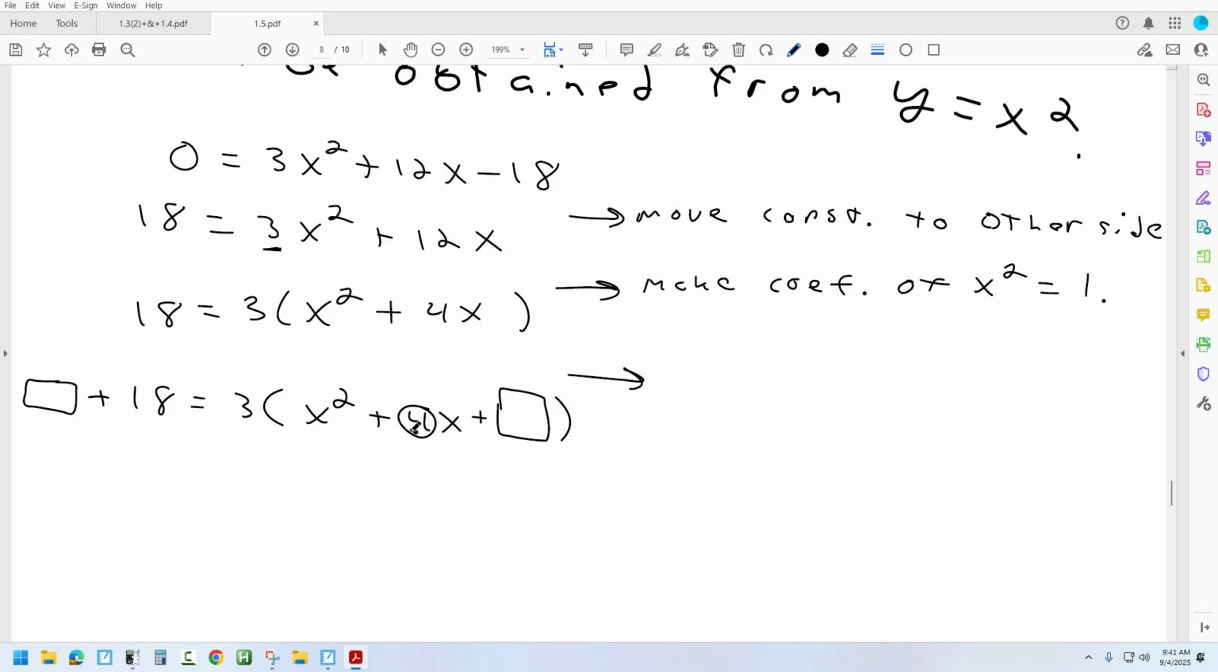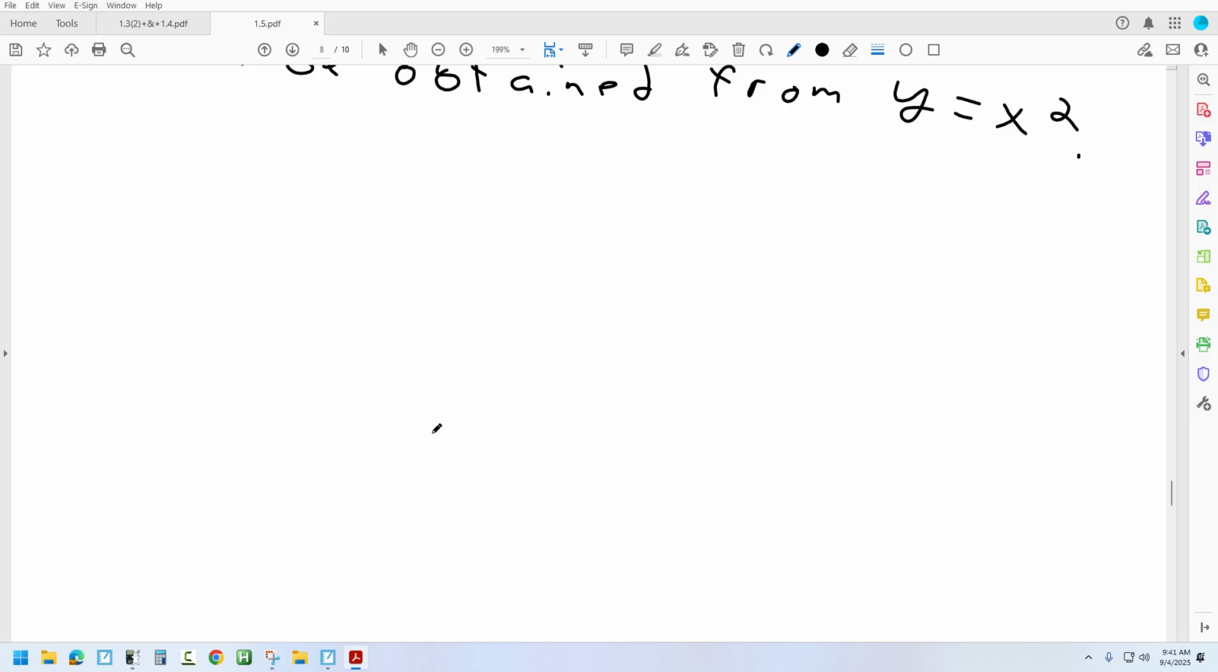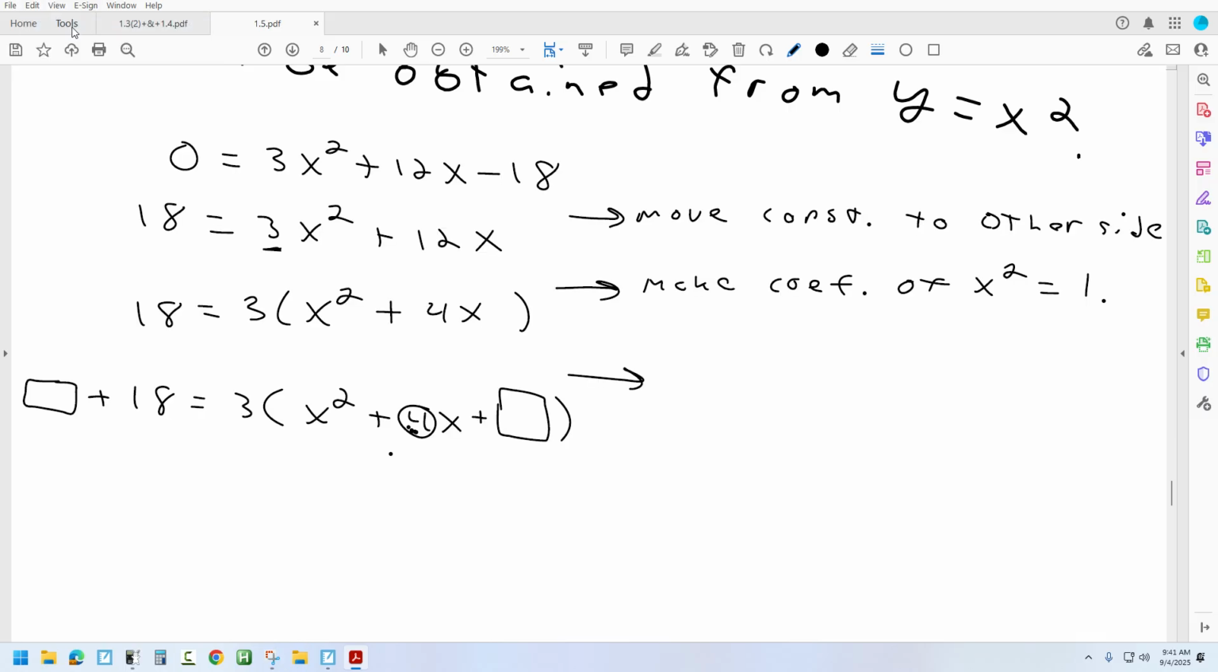Okay, you need to divide it by 2. If you divide that number by 2 and square it, what do you get? Vanessa? 4 divided by 2 squared is 4. 4, yep. So if you divide that number by 2 and square it, you get 4.